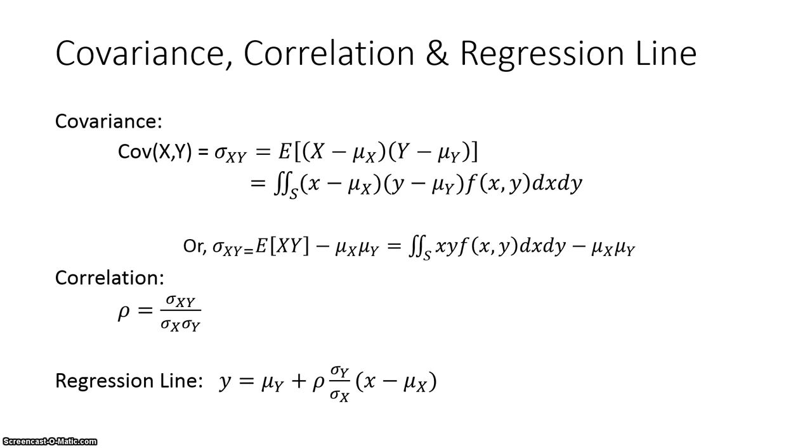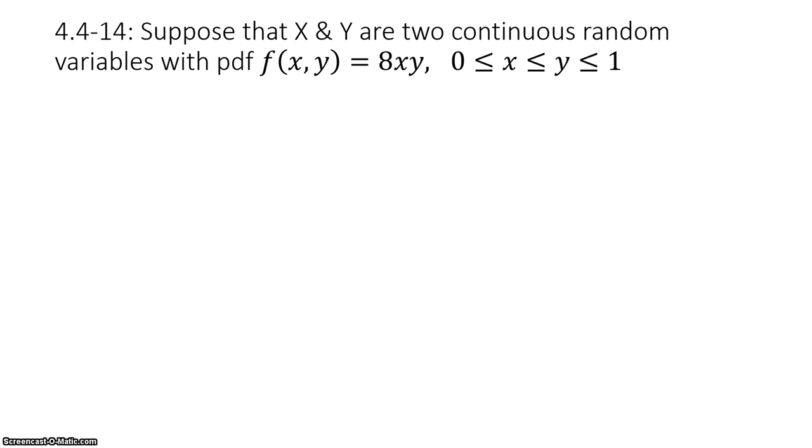So I'm going to work through an example calculating covariance, correlation, and the least squares regression line. The example I'm going to use is problem number 4.4-14 from the book. Suppose that x and y are two continuous random variables with PDF f of xy equals 8xy, where x is between 0 and y is between x and 1.